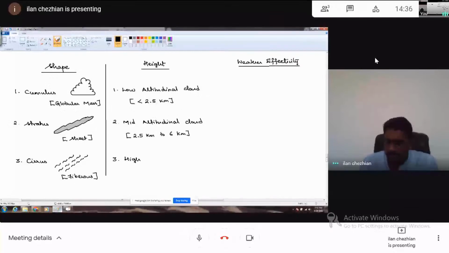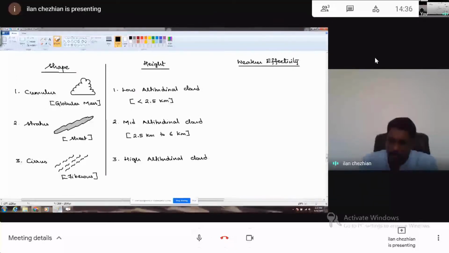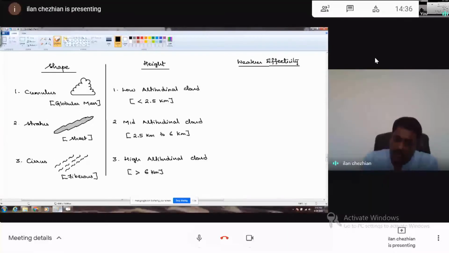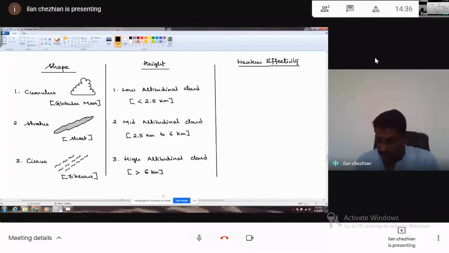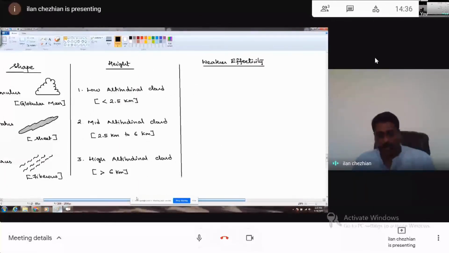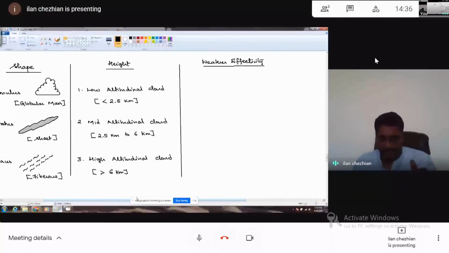Number 3, we call them as what? High-altitudinal cloud. So what is this high-altitudinal cloud? All the cloud which has the height of more than 6 kilometers, we call them as high-altitudinal cloud. Correct? Right. So the 3 types of cloud we have seen are high altitude, mid altitude, and low altitude.